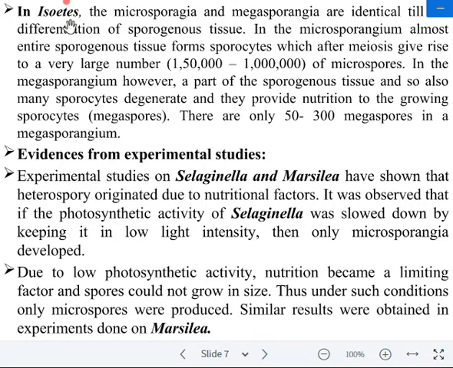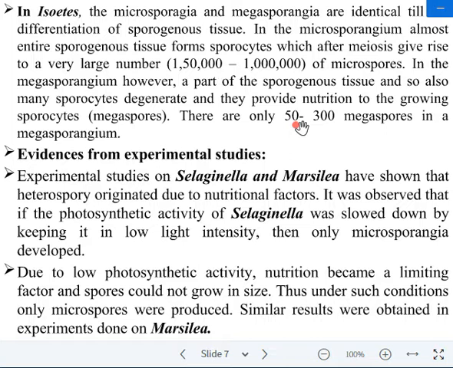In the case of Isoetes, which is also heterosporous, the microsporangia and megasporangia are identical till the differentiation of sporangial tissue. In the microsporangium, almost the entire sporangial tissue forms spore mother cells, or sporocytes, which after meiosis give rise to a very large number, that is 150,000 to 1 million microspores, within a single microsporangium. In the megasporangium, however, a part of the sporangial tissue and many sporocytes degenerate, and they provide nutrition to the growing megaspores. There are only 50 to 300 megaspores developed within a megasporangium.